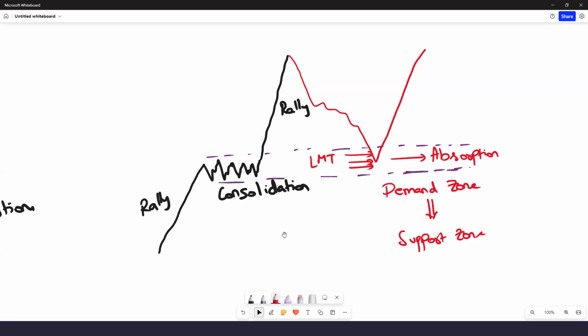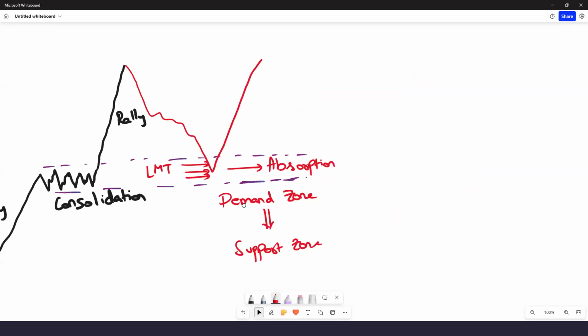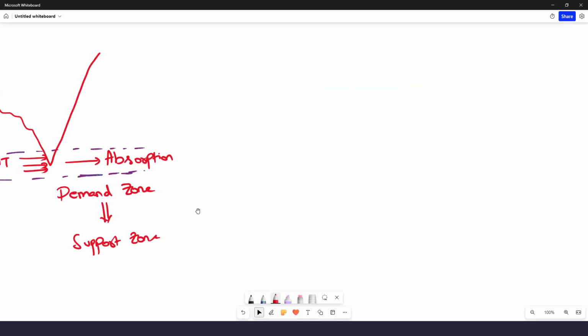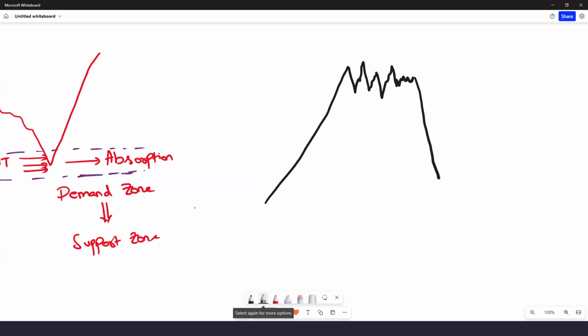Not only here, sometimes on the upside, a similar thing can happen. Let's say I'm having a rally here, followed by a consolidation. This consolidation zone is very important. Followed by that, I'm seeing a drop in the structure. Now, this zone, we can mark as a very important zone.